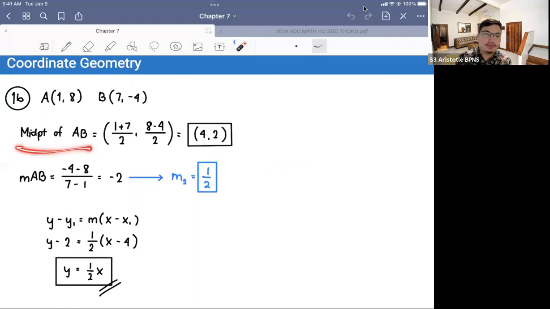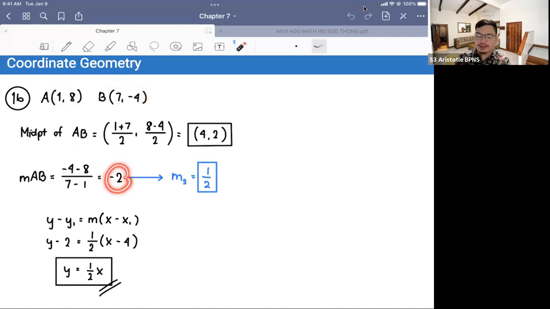Now, find the midpoint first of AB. So 1 plus 7 divided by 2, and then for your y value, 8 minus 4 divided by 2. So therefore, the coordinates of your midpoint is 4, 2. Next, you need to have a gradient, right? First, find the gradient of AB. So you have negative 4 minus 8, over 7 minus 1. You will end up with negative 2 as your gradient for AB.